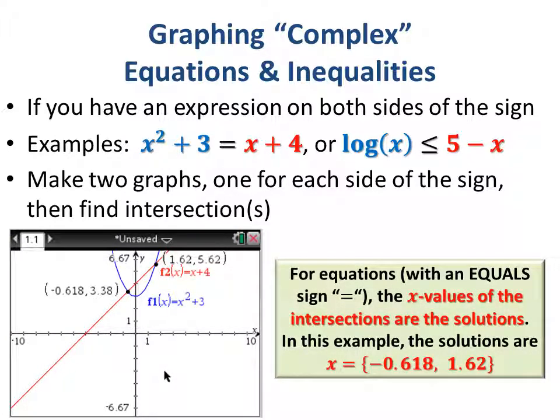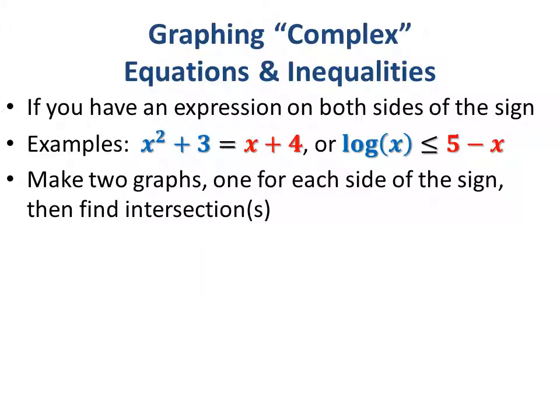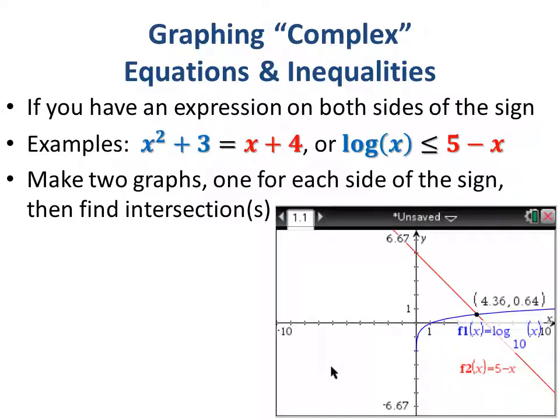Of course, you'll have to do that twice, but the two intersections here are going to be minus 0.618 and 1.62. If you look at the graph, you'll see that those are the x values of the intersections of the two graphs. Now things are a little bit different when we go to inequalities.